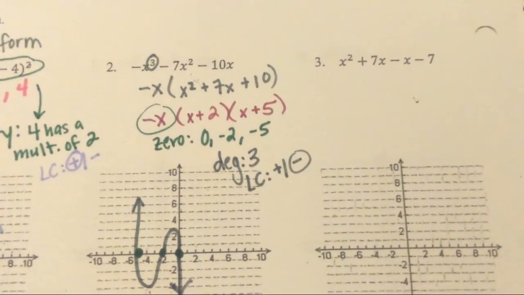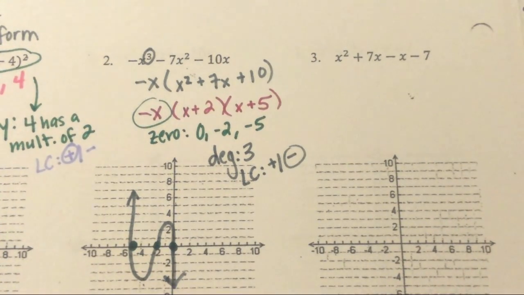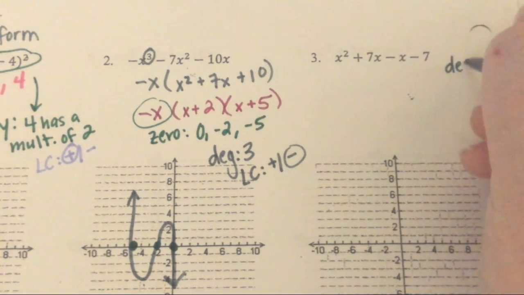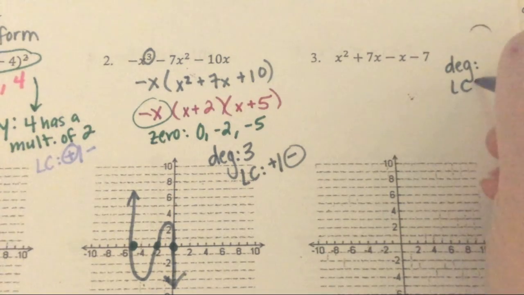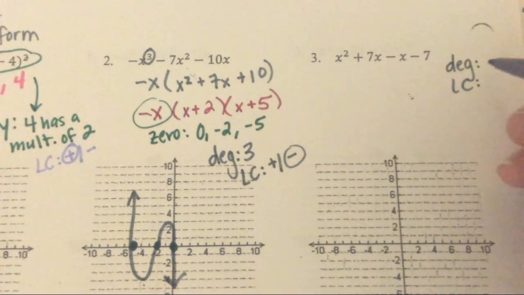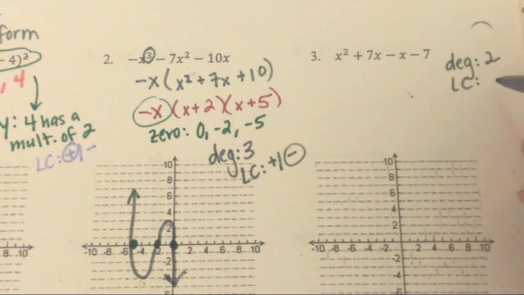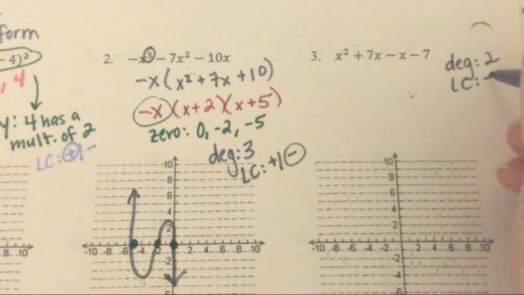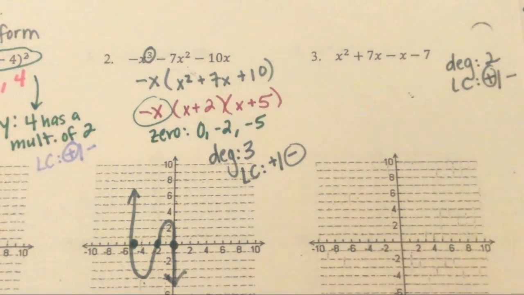Our last one of the day is number 3, and when I first saw it, I stopped. And I was like, I don't know how to do that, but I do. First of all, let's list the degree and the leading coefficient, because we already know those. And the leading coefficient is a positive 1, so I'm going to say it's positive, yes. 1 gets the point.